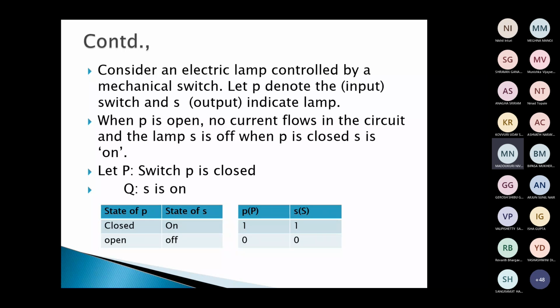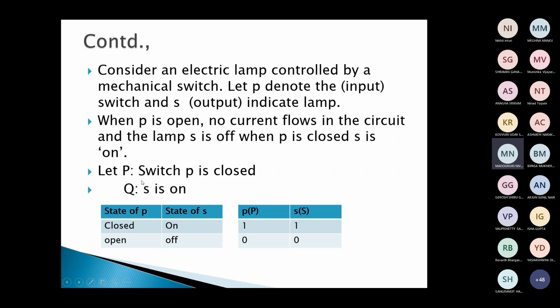Consider an electric lamp. Usually an electric lamp, you can control it by a mechanical switch to turn it on and off. Let P denote the switch and S the output. So you have a switch P and S is the output of operating it. What could be the outputs? Either it is on or off. S can have the value either on or off. And what will be the input P? Either you are switching on or off.